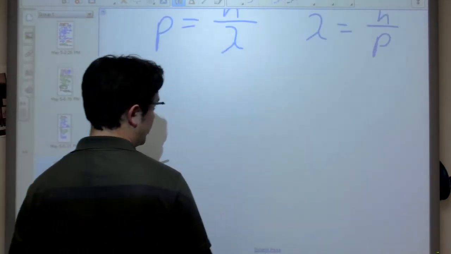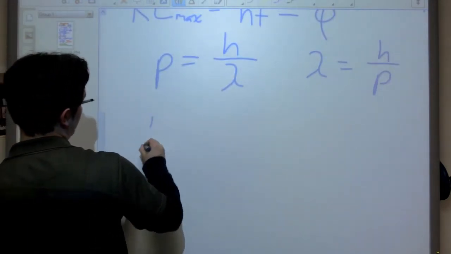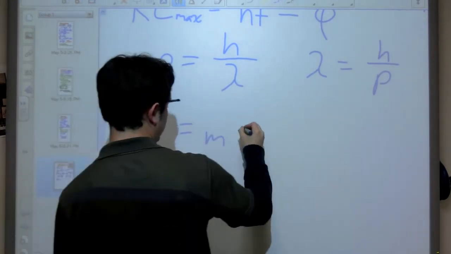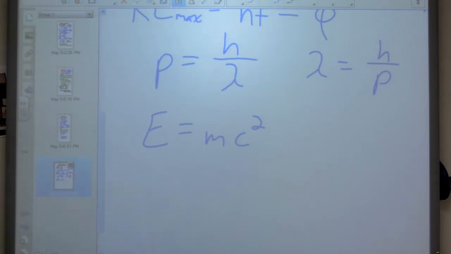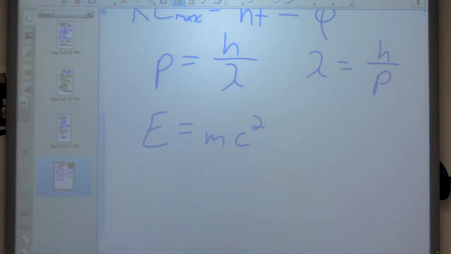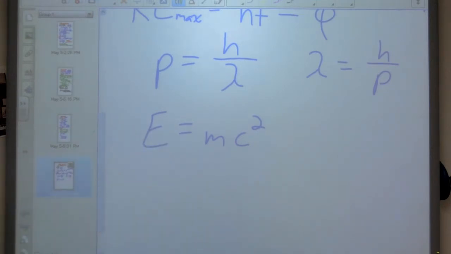Finally, the last equation, and this one should probably be something that I expect you already know. It's mass-energy equivalence. E equals mc squared. Now, we talked about this a bit in class. It is easy to sidestep the actual power of this equation, that there's such a ridiculous amount of energy stored up in the smallest amounts of mass.